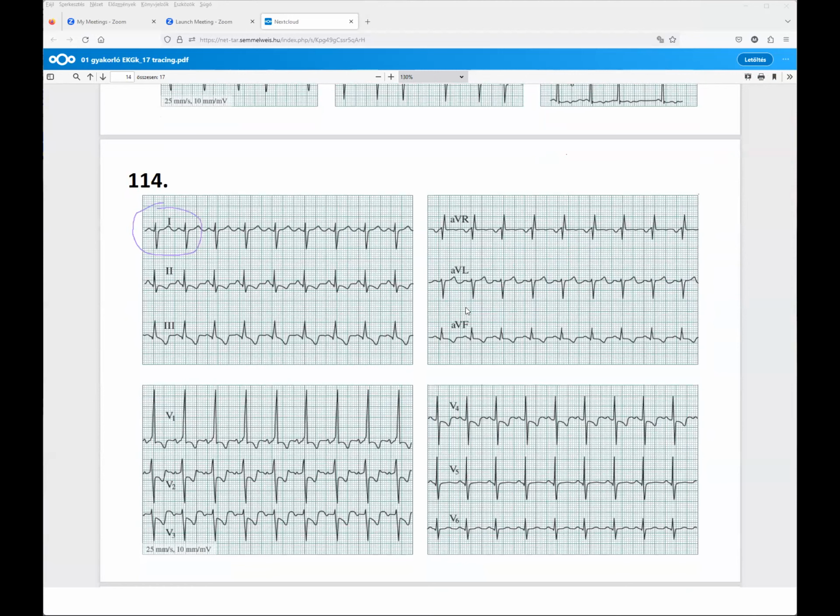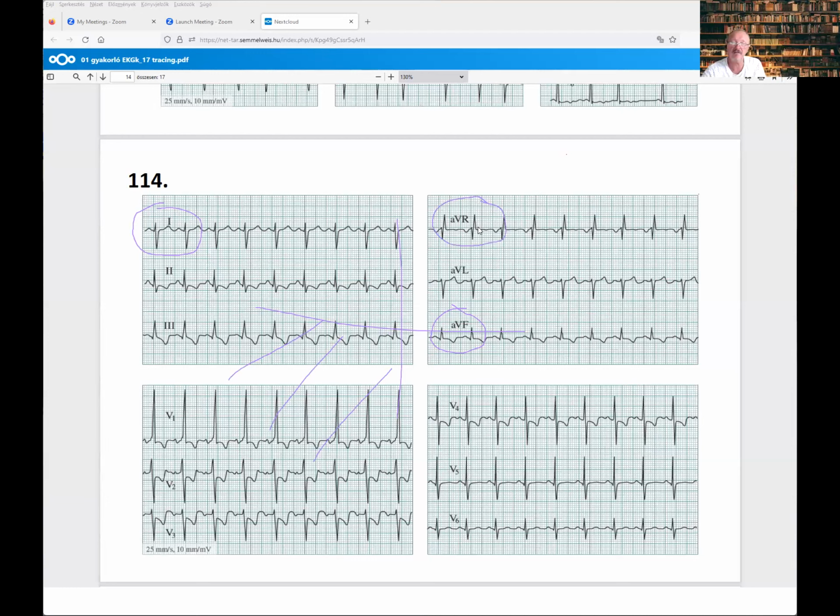First, I look at lead one, which is negative. Then it's going to be between 90 and 270 degrees, so we are on the right side. And aVF is positive, so it's going to be at the bottom. With the quadrant approach, you are somewhere here. So it's going to be right deviation.